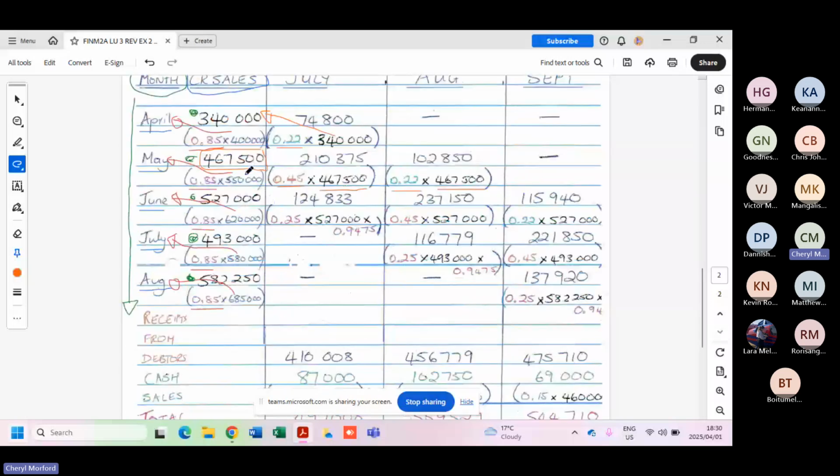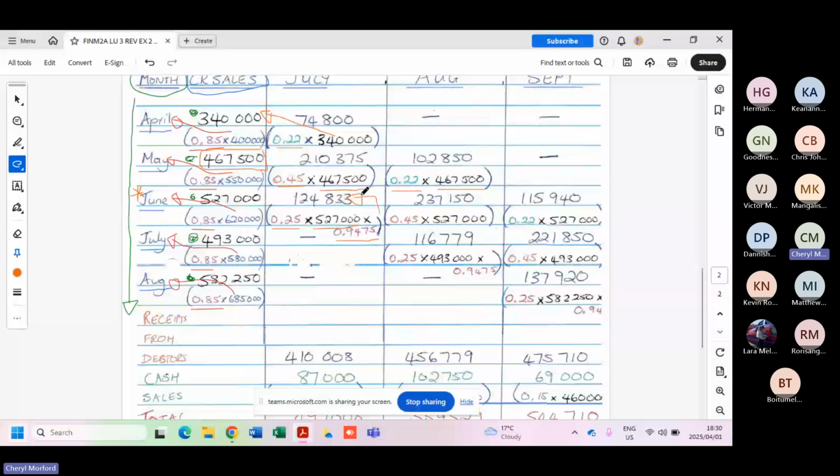So have a look here. The sale is made. Look where we are here. I'm just going to put a star there. We're doing June. So in June, the credit sale is the 527,000. Our first installment is 25%, 0.25. Then we are allowing 5.25% discount. So we're only receiving 94.75%, which we put as a decimal. Remember to decimalize it. So you're going to multiply by 0.9475. That's where we get this amount here.